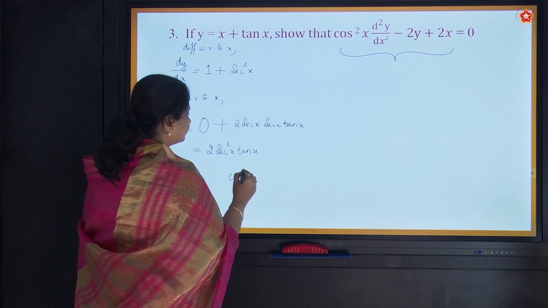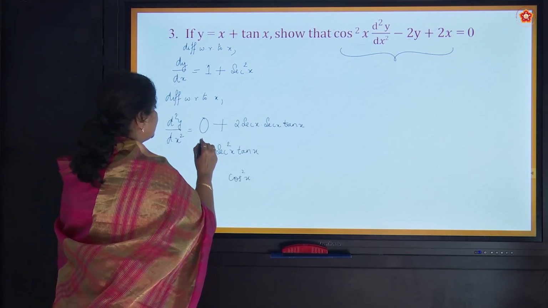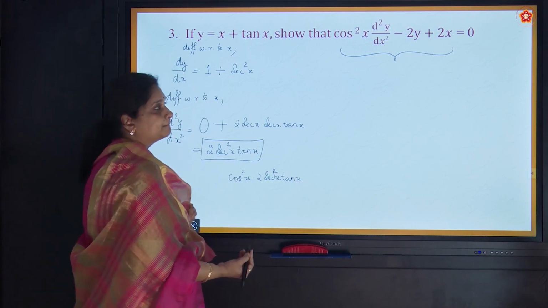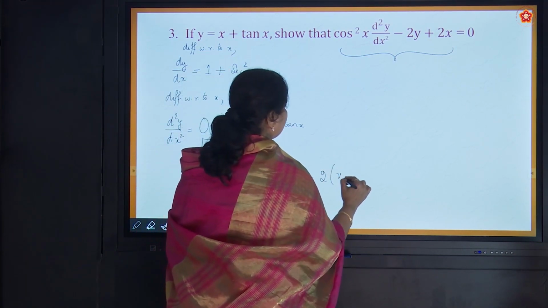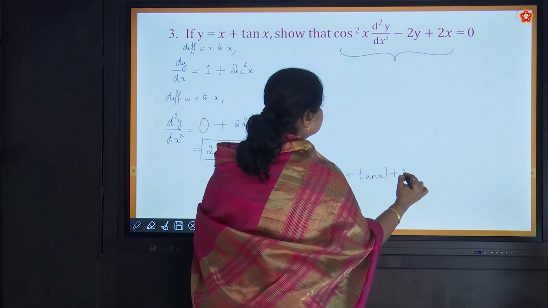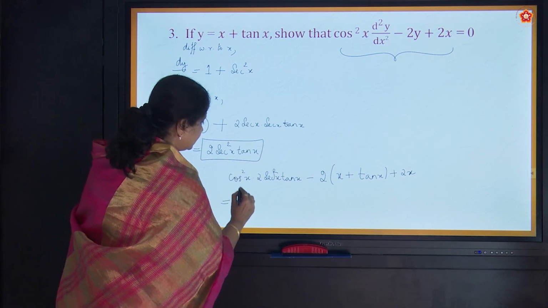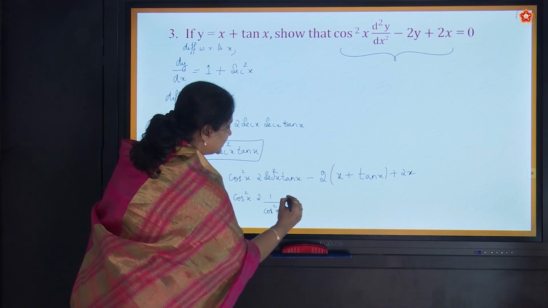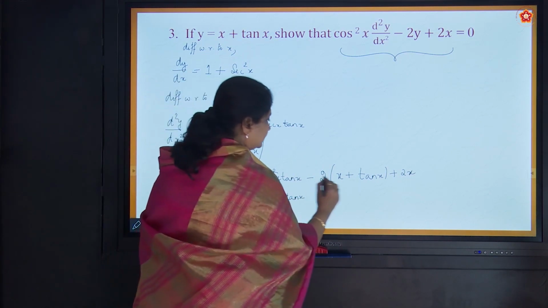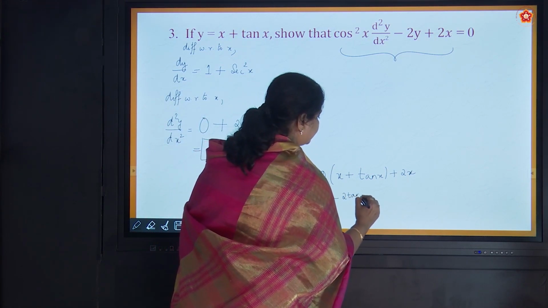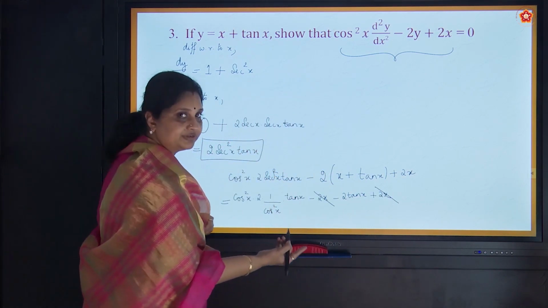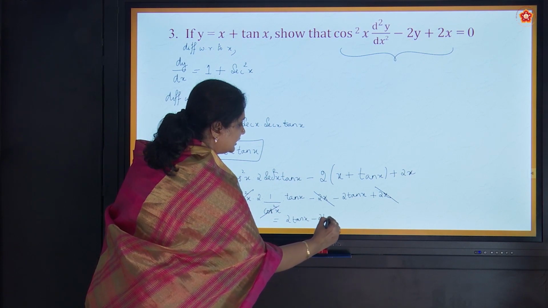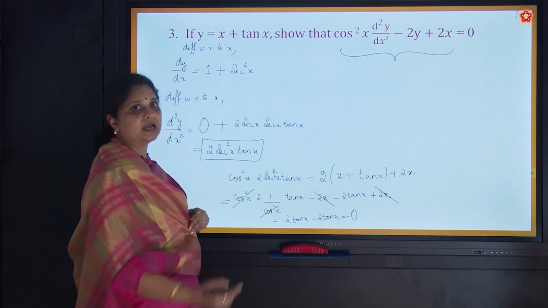So I have cos square x into d square y by dx square. What is my d square y by dx square? This is the one. Minus 2y. What is my y? x plus tan x. Plus 2x, let's observe what it is equal to, how do I rewrite this? Cos square x into 2 into secant square x, which is 1 by cos square x, into tan x. This is minus 2x. This is minus 2 tan x plus 2x. Now minus 2x plus 2x goes off here itself. Cos square x gets cancelled. So I have 2 tan x minus 2 tan x, which will lead me to a 0.